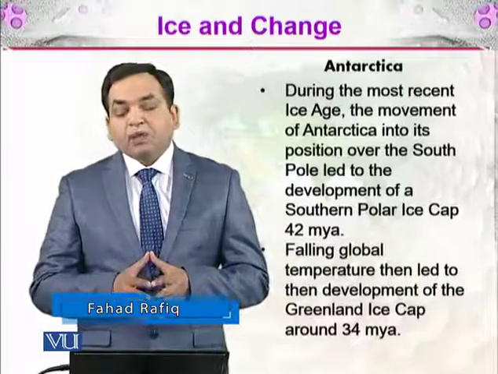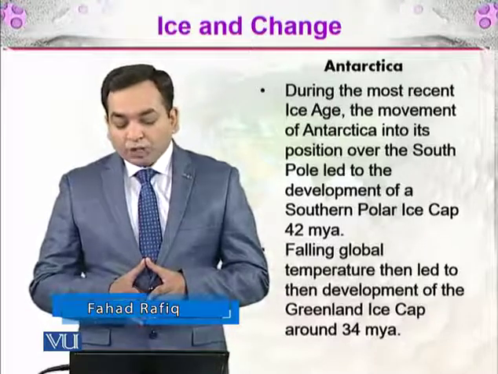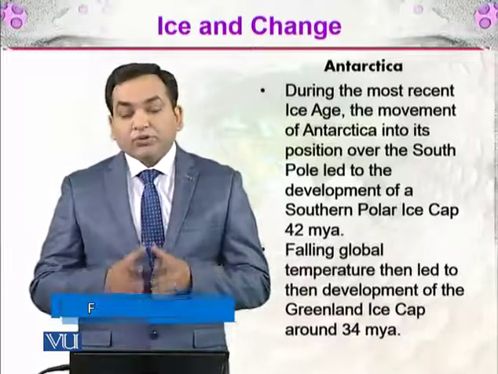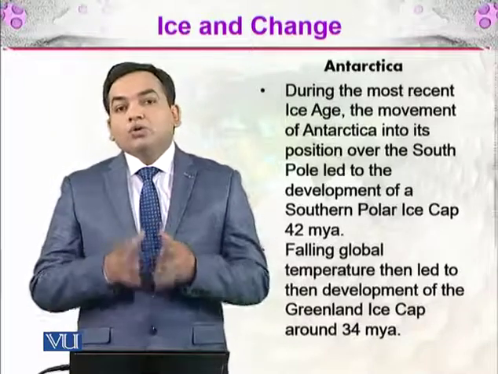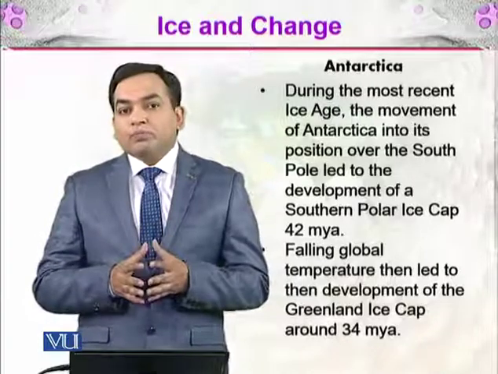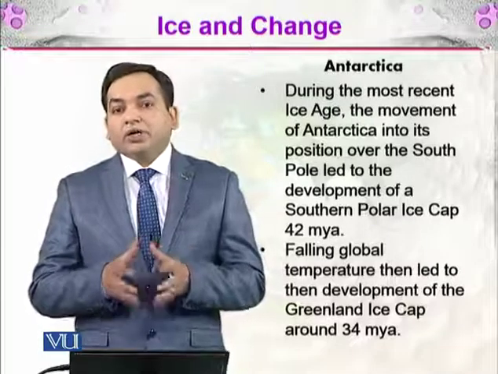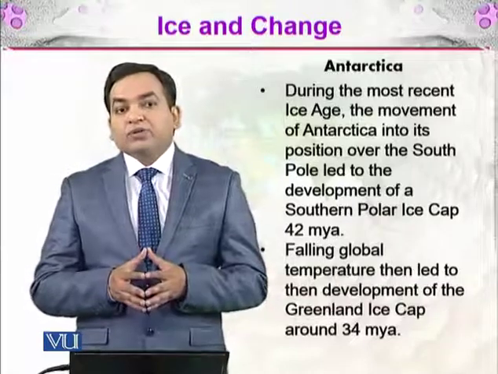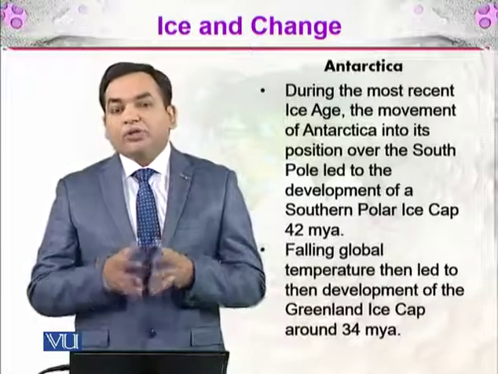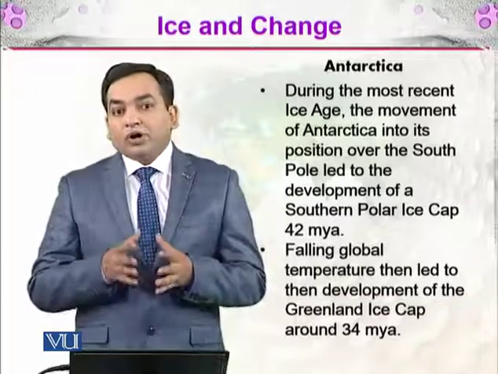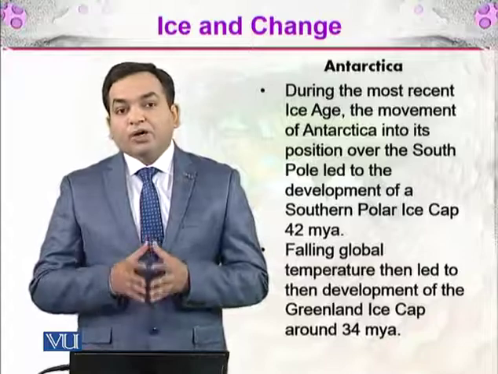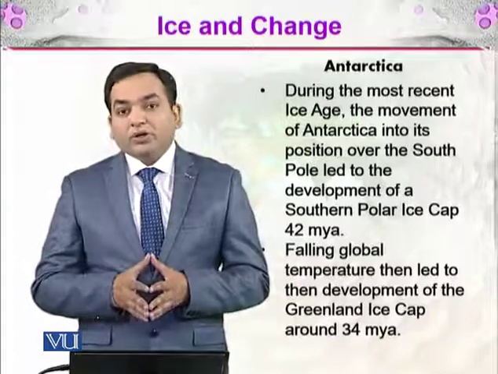years ago. And the falling global temperature then led to the development of the Greenland ice cap around 34 million years ago. So there are two big ice masses containing glaciers, and these are found on the northern as well as on the southern pole. In the northern pole, there is a large mass of ice which developed 34 million years ago on Greenland.